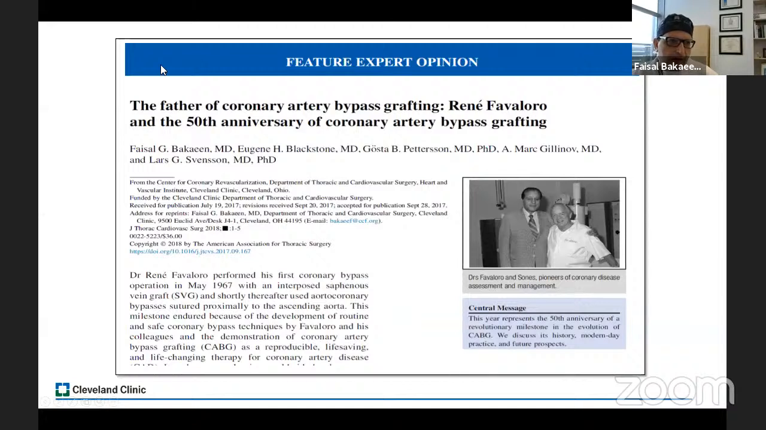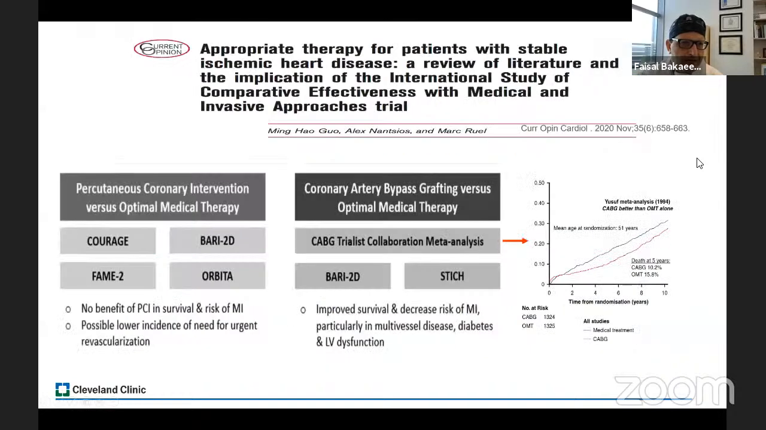And we wrote this editorial celebrating the 50th anniversary of CABG. So CABG survived and endured over 50 years, and it will probably endure many more years to come because of the superiority of CABG over other therapies that we know right now.